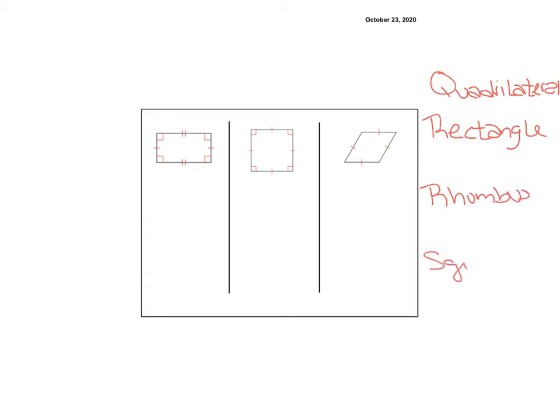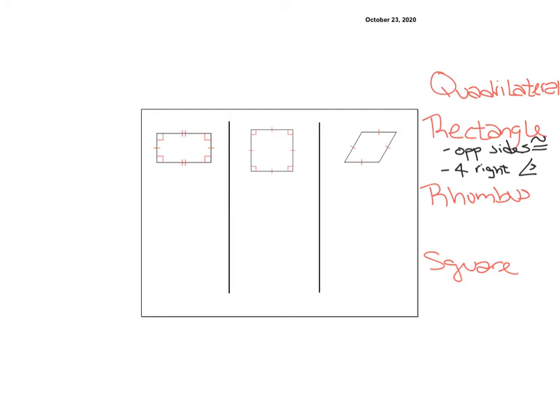Now remember that because all of these have 4 sides, they are all quadrilaterals first. Then our other shapes are rectangle, rhombus, and square. Now I'm going to write in here the key things that we're looking for. Now with a rectangle, we're looking at opposite sides being congruent, and we're also looking for 4 right angles.